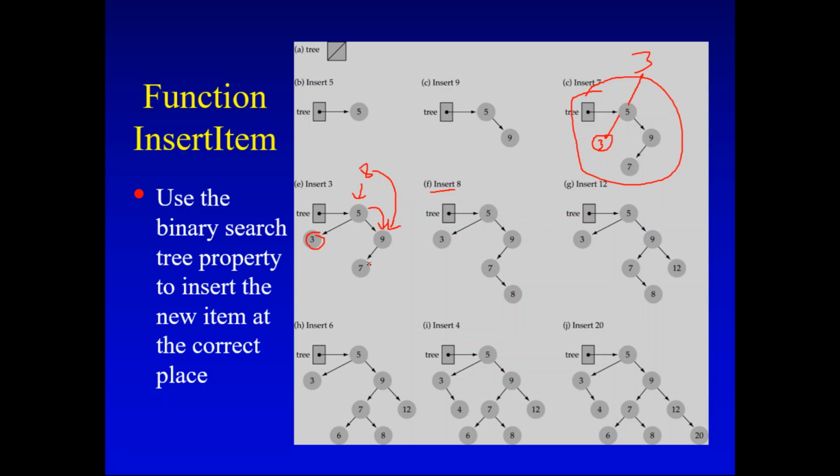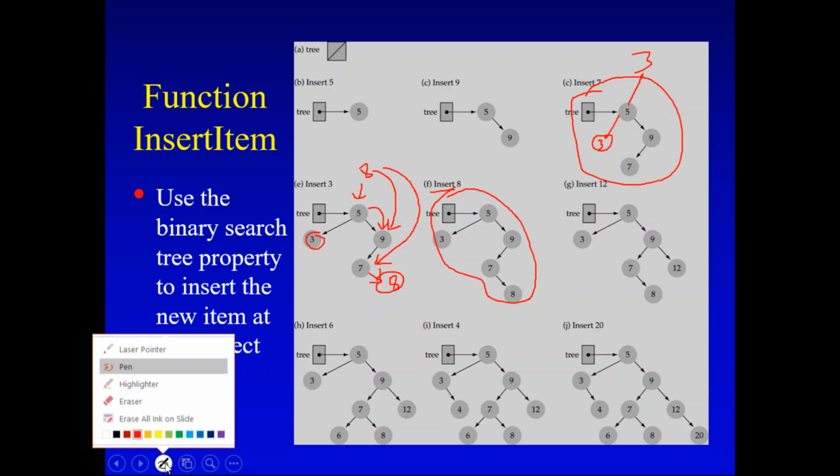Again check whether 8 is greater than 7 or less than 7. 8 is greater than 7, so add 8 to the right of 7. So 8 will come here, right? This is the resultant tree.